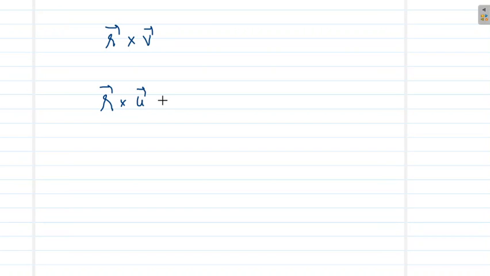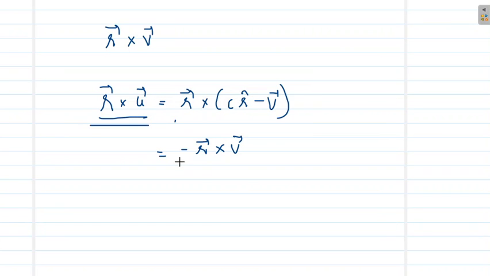So when we take r bar cross u bar, we know r bar cross u bar is r bar cross c r cap minus v bar. Now r bar cross c r cap will be 0 because both are vectors in the same direction. The unit vector along r bar is r cap. So the first term will be 0 and the second term is minus r bar cross v bar. So r bar cross u bar is the negative of r bar cross v bar.